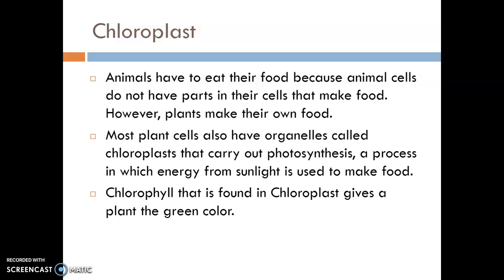Chloroplast. Animals have to eat their food because animal cells do not have parts in their cells that make food. However, plant cells make their own food. Most plant cells also have organelles called chloroplasts that carry out photosynthesis, a process in which energy from sunlight is used to make food. Chlorophyll that is found in chloroplasts gives a plant the green color.